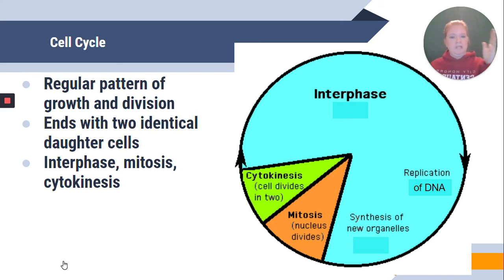It's where the DNA gets replicated, we make new organelles, and in fact, that's just where the cell lives its normal cell life, does its cell job. Then we have mitosis, where the nucleus divides, and then we have cytokinesis, where the cell divides in two. So the whole thing is the cell cycle.